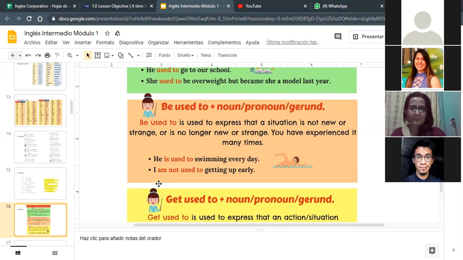No question. We make a sentence using be used to, and the verb is gerund. Yes. The principal verb is going to be in gerund. Okay, the principal one. Okay, any other question?